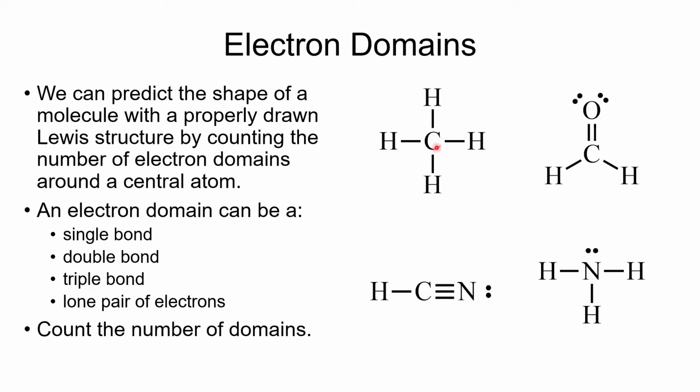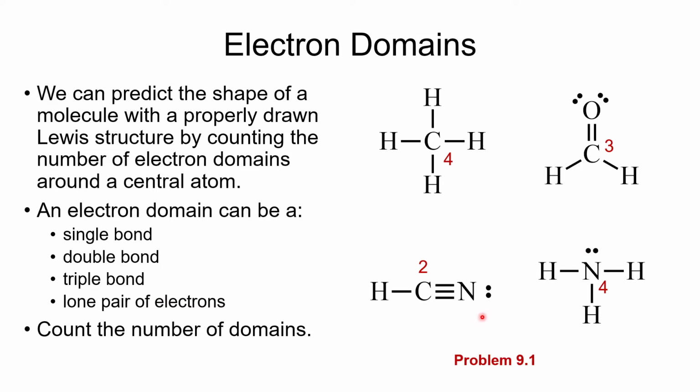So let's start by looking at the carbon. Clearly there are 4 domains around that, so we'll put a 4 next to it. This carbon has 3 domains. There's the double bond, and then each of the single bonds counts as a domain, so that's 3 domains there. This carbon has 2 domains. There's a single bond and a triple bond, so there's 2 domains around that carbon. And this nitrogen has 3 bonds and 1 lone pair, and since the lone pair can count as a domain, that's going to give us a total of 4 domains.